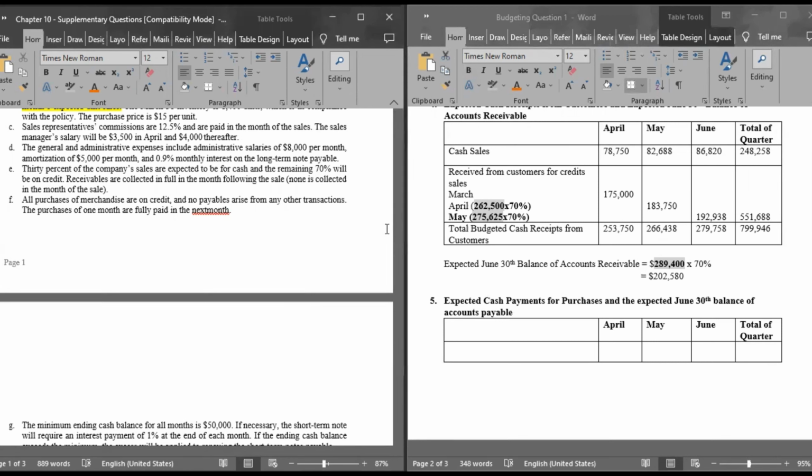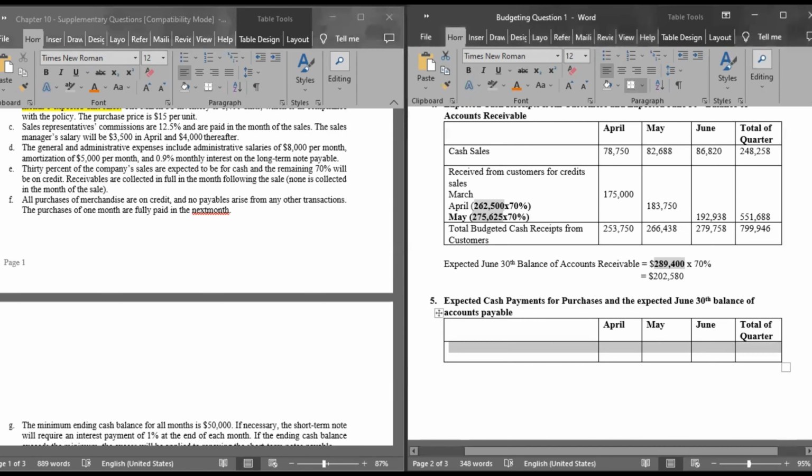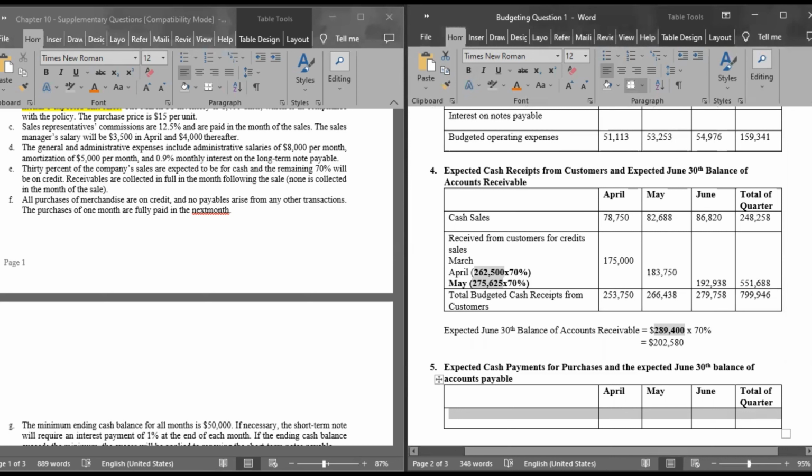In point F, the examiner is telling you that all purchases of merchandise are on credit and no payables arise from any other transaction. The purchases of one month are fully paid in the next month. Regarding the sales, the condition was that 30% sales are on cash basis and 70% on credit basis. But in respect of purchases, the condition is different. He is saying the company is purchasing all the goods on credit basis, and the full amount is paid in the next month.